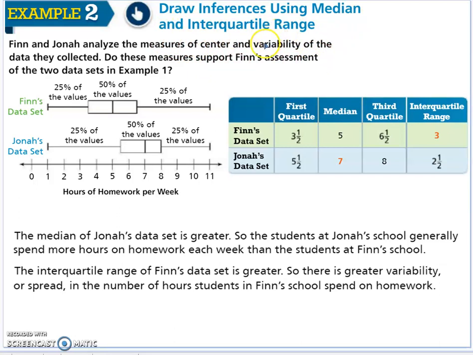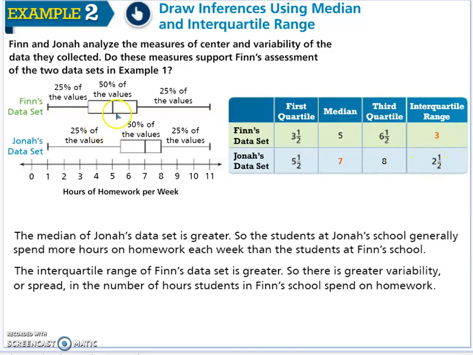All right, draw inferences using median and interquartile range. Okay, so the first thing we have to talk about is, what does it mean to be the interquartile range? The IQR is the difference from the upper quartile, or the upper median, minus the lower median. Okay, so we take the upper median, they call it the 3rd quartile, minus the lower median, which is called the 1st quartile. So you can see here we have the 1st quartile is 3.5, the median is 5, the 3rd quartile is 6.5. So 6.5 minus 3.5 gives us the IQR. 8 minus 5.5 gives us the IQR.